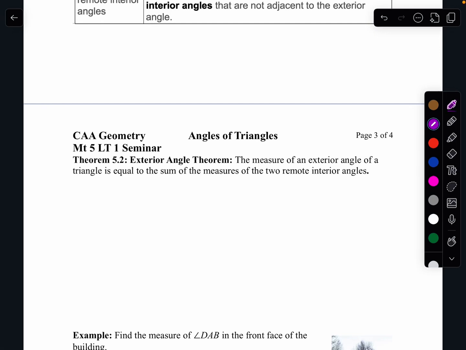Let's prove our next theorem. Our next theorem says, hey, if I have an exterior angle, it's equal to the sum of the two remote interior angles. So let's draw a triangle out, and let's extend one side out.